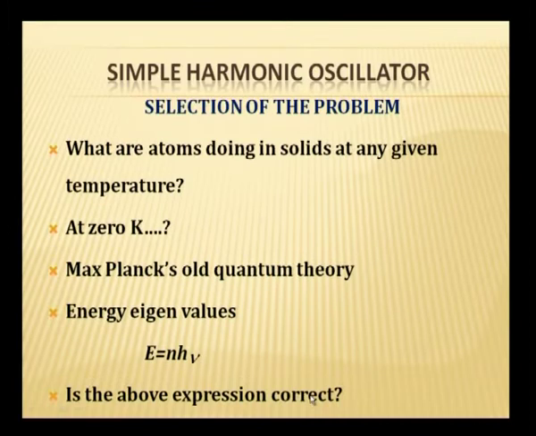If the atoms stop vibrating at 0 Kelvin, then something is wrong, that is not the real case. Therefore, I ask the question, is the above expression correct? The old quantum theory which was developed by Max Planck is wrong, and you are going to see a different expression from the lecture I am delivering now. I am going to finally show that E is not nhν, it is something different, right.